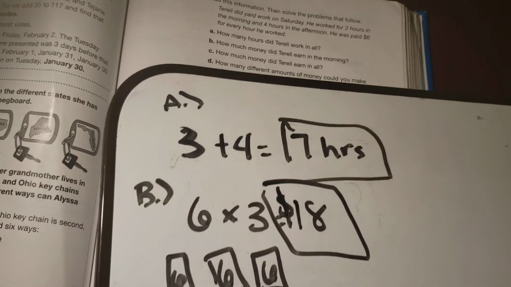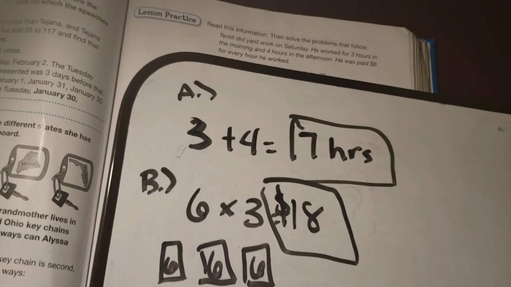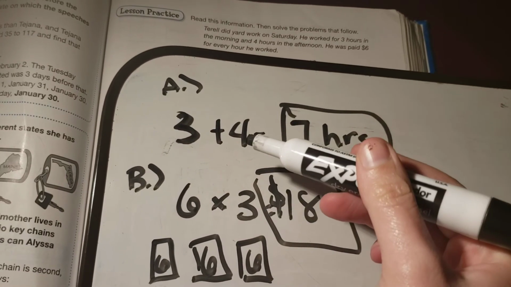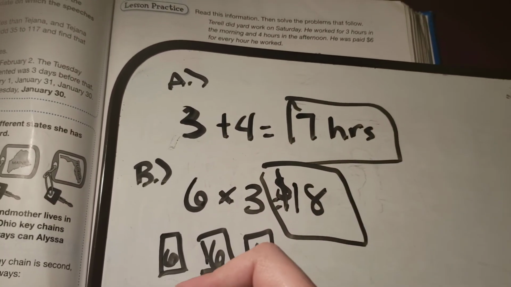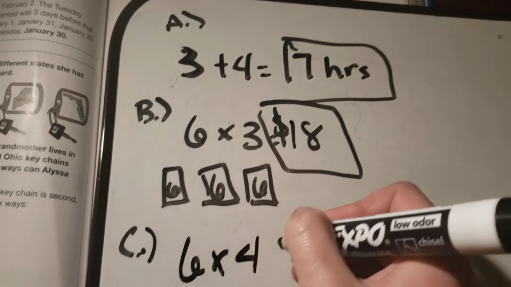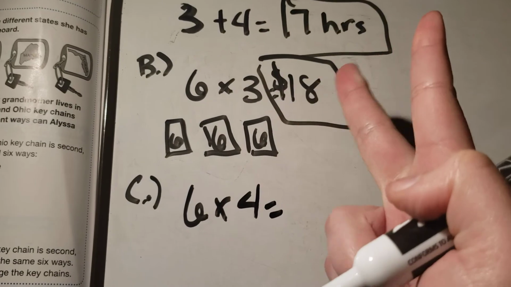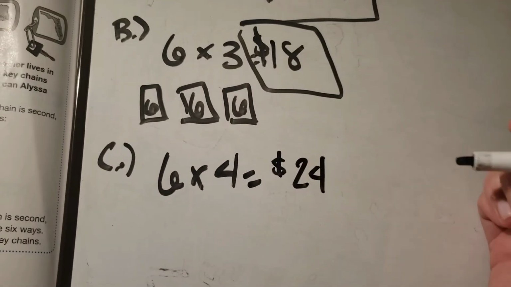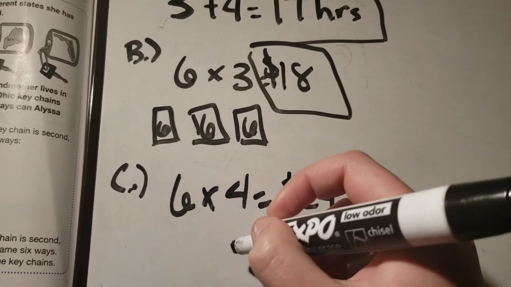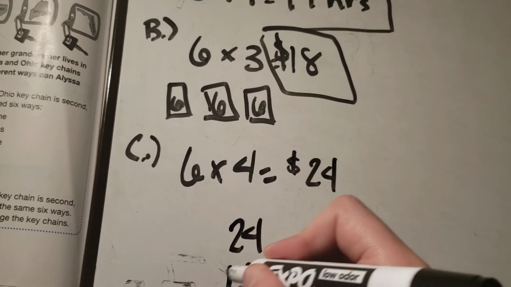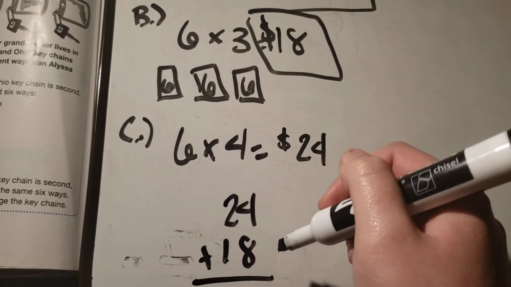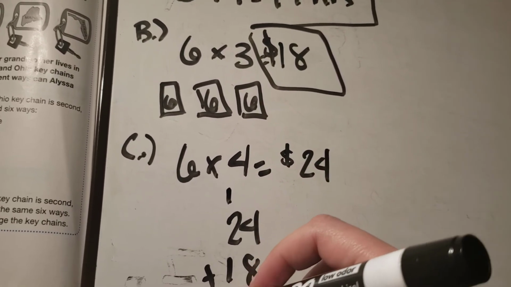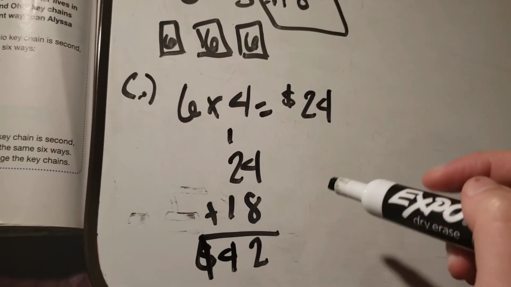And let's see, question C. How much money did he earn in all? So if we know he earned $18 in the morning, we're going to do the same thing to find out in the afternoon. So we're going to do 6 times 4, and 4, 8, 12, 16, 20, 24. So he earned $24 in the afternoon, and now we can add these up. So 24 plus 18, 8 and 4 is 12. 2 and 1 is 3, plus 1 is 4. So altogether, he earned $42.